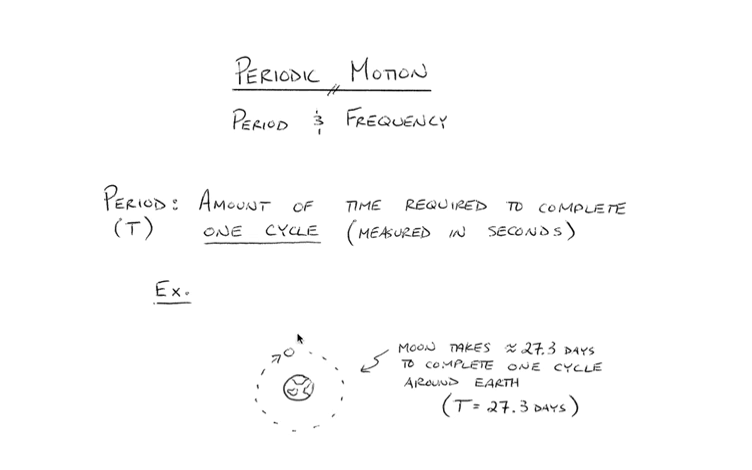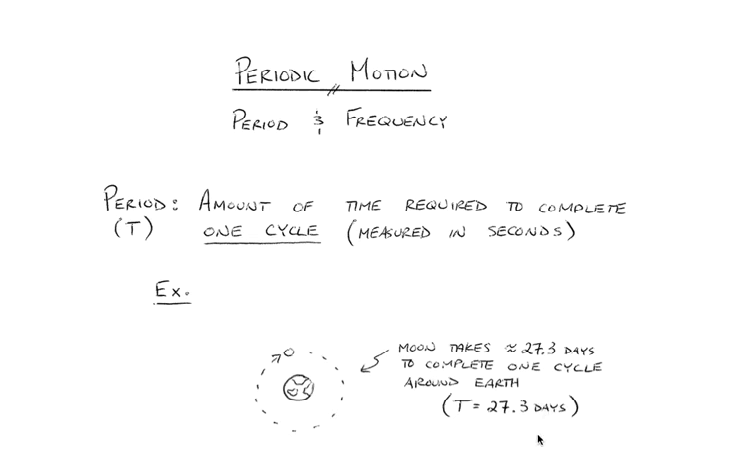So to look at an example, if the moon takes roughly 27.3 days to complete one cycle around Earth, which it does, the period of that moon's motion is 27.3 days. Again, we typically measure in seconds, so this should be converted. The actual answer would be 2,358,720 seconds if you convert days to seconds.